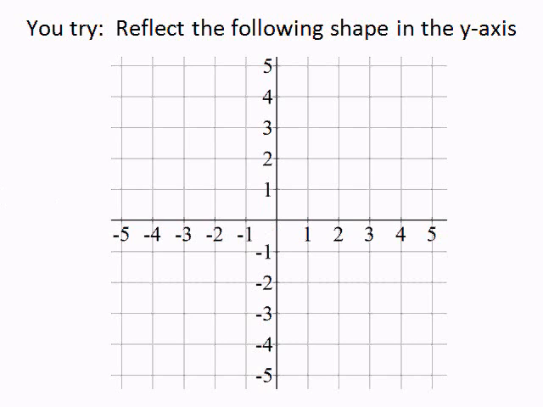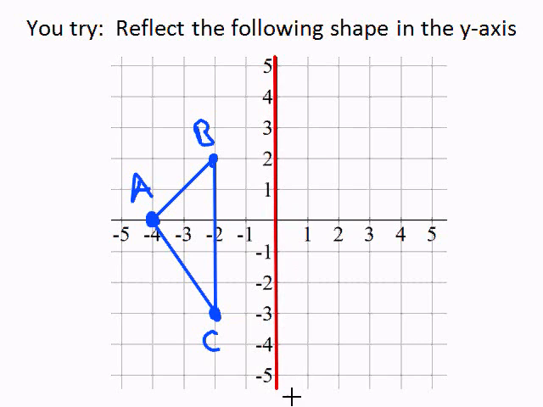Go ahead and try this one on your own, pausing the video and pressing play when you're ready to see the answer. We're going to reflect A, B, and C over the y-axis. Alright, so hopefully you went ahead and drew a line over the y-axis to emphasize that that is the line we're reflecting over. Then we're just going to count how far each one of these points is away from the y-axis. Starting with A, we notice A is 1, 2, 3, 4 away from the y-axis, which means we're going to go 4 to the other side. 1, 2, 3, 4. Draw a new point.